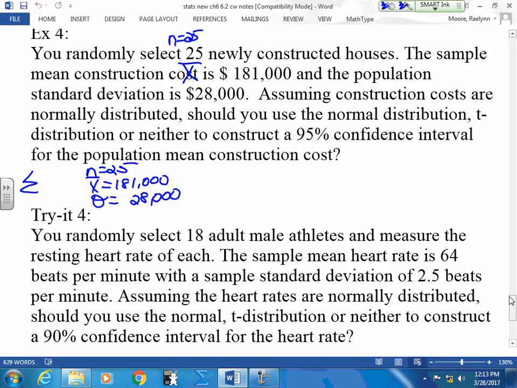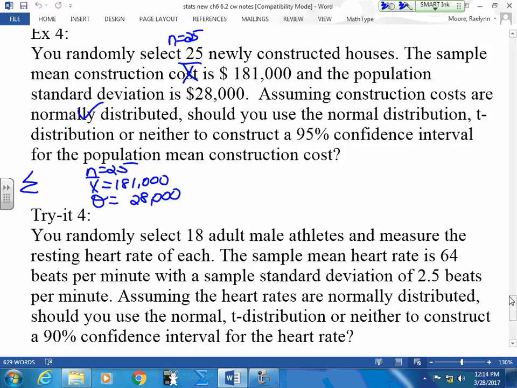So, assuming that we get all this right, this is your population standard deviation. So it says, assuming that you are normally distributed, they had to tell us this because why? Why did they have to tell us that? Because my sample size is less than 30. Good. So they have to tell us this or I can't use either. So which one should I use? Should I use a Zc or a Tc?